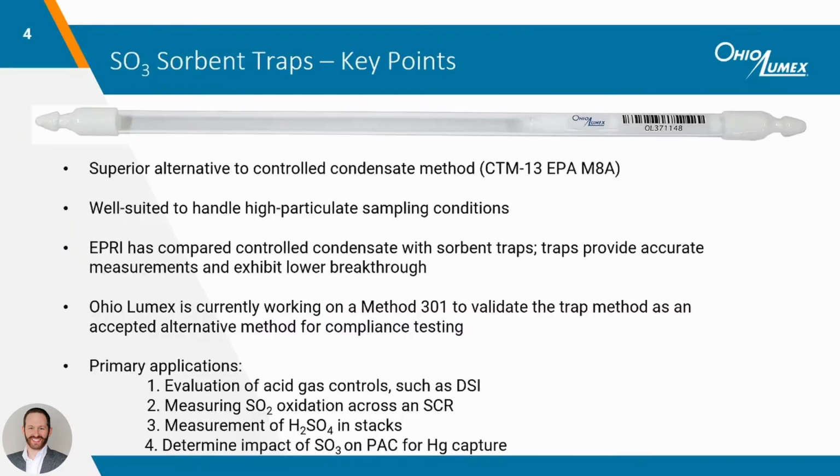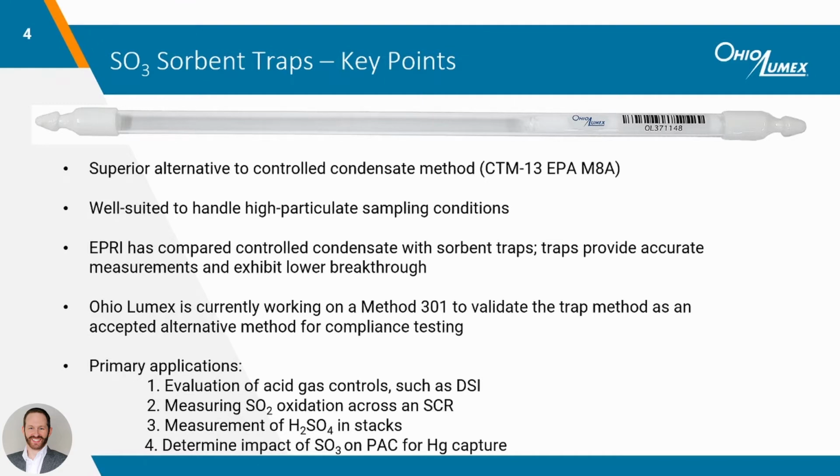Let's move on to discussing the SO3 sorbent trap specifically. First, I'll highlight some of the key points regarding this method. The SO3 trap was developed to provide an alternative to the controlled condensate method known as CTM13 or Method 8A. This method was designed for kraft recovery furnaces, not for sampling near SCRs at coal-fired power plants.